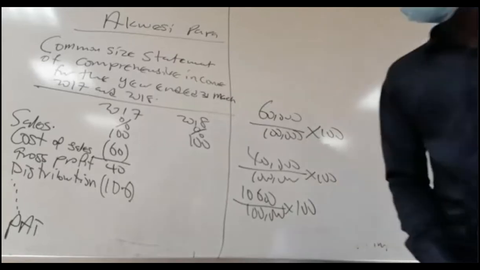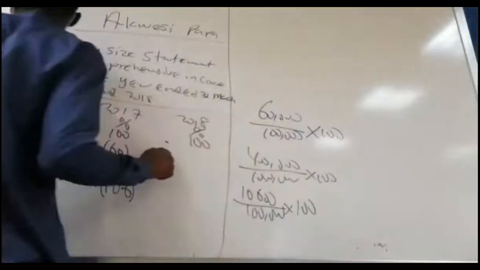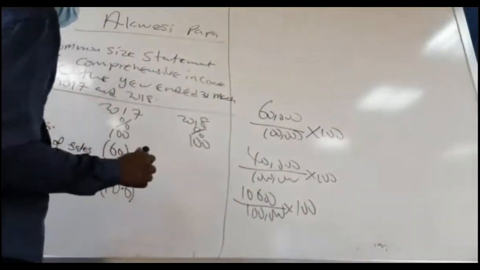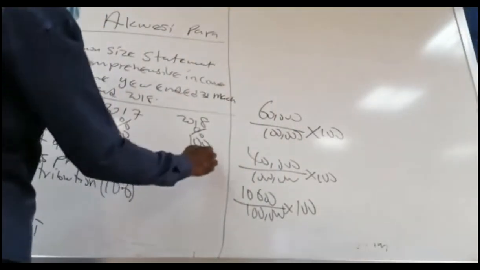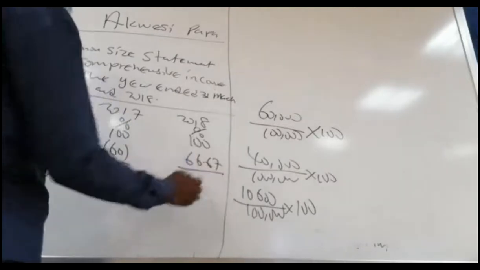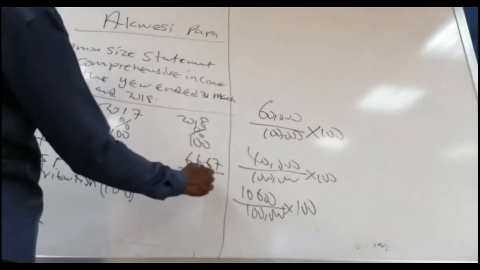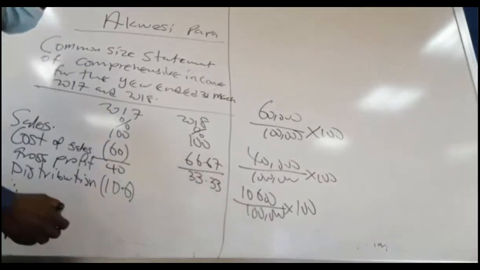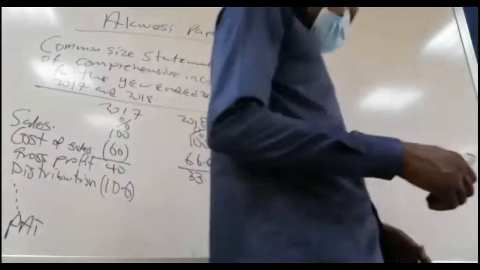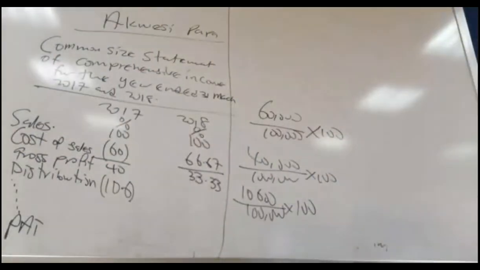Good. So for 2018, cost of sales was 48,000 over 72,000. So that will give us 66.67%. Automatically, gross profit will be 33.33%. Then we move on. So we are done calculating the common size for the comprehensive income. So you continue to profit after tax. Express all the items one after the other.